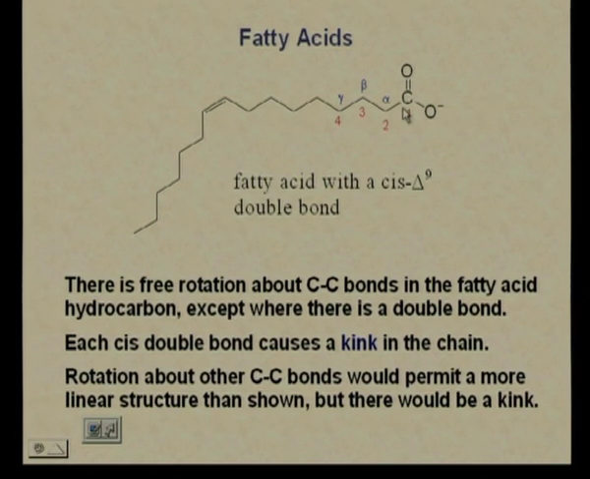Okay. So, instead of having a normal long chain and free rotation about the single bonds, each cis double bond causes a kink in a chain. If I had another cis double bond at this position, this part of the chain would fold back. So, I have a kink in the structure due to the fact that I have double bonds in the hydrocarbon chain.